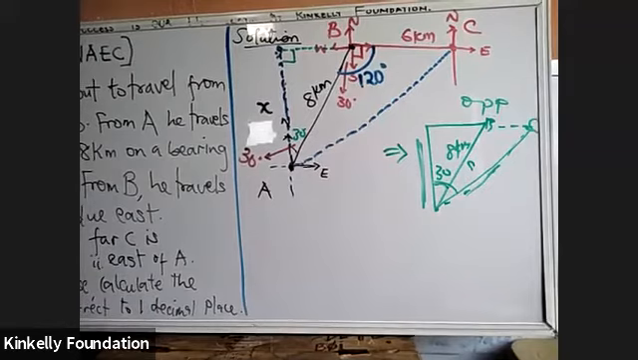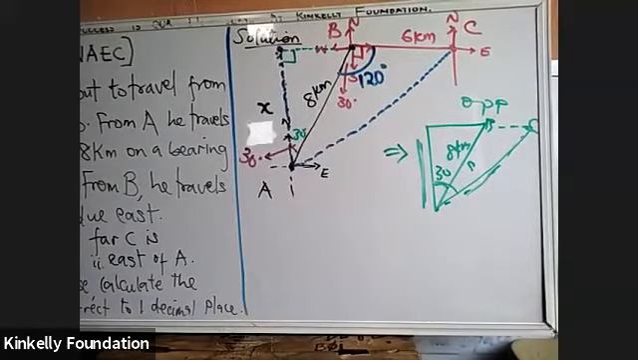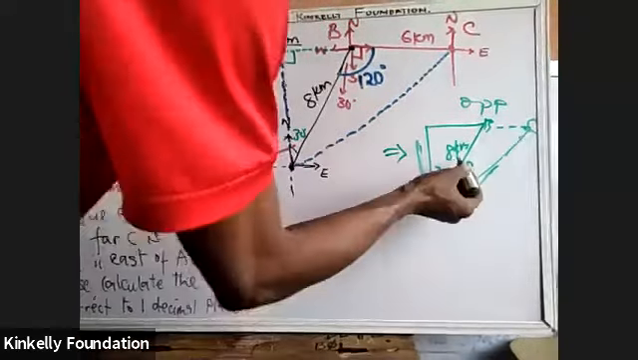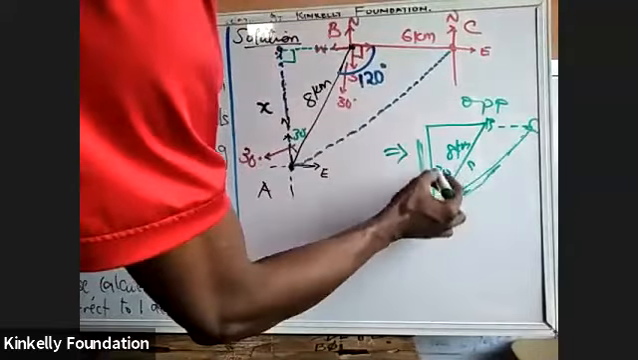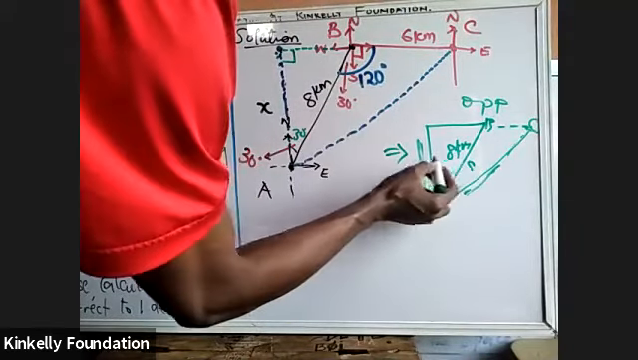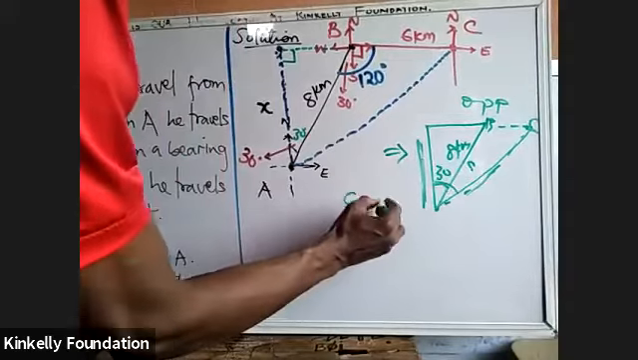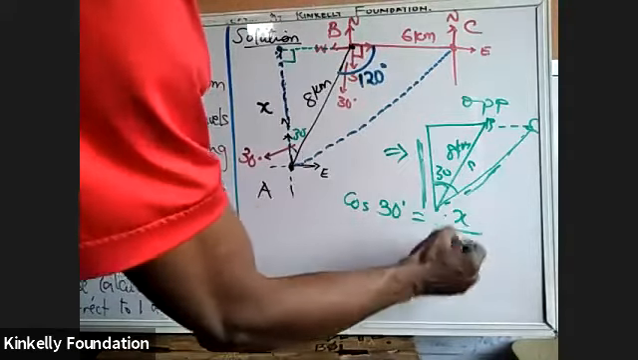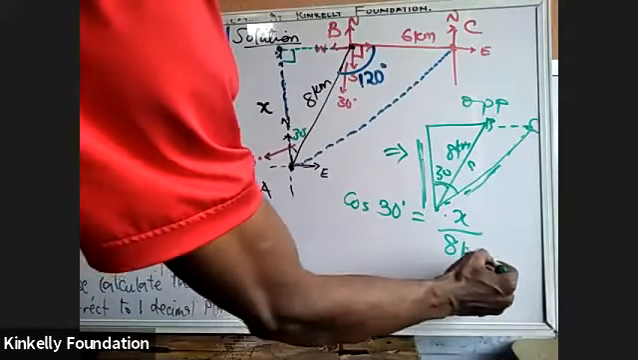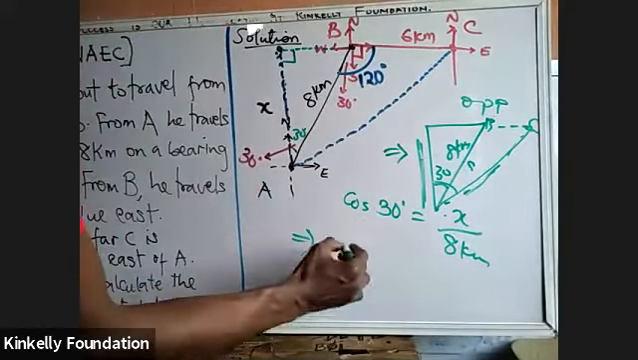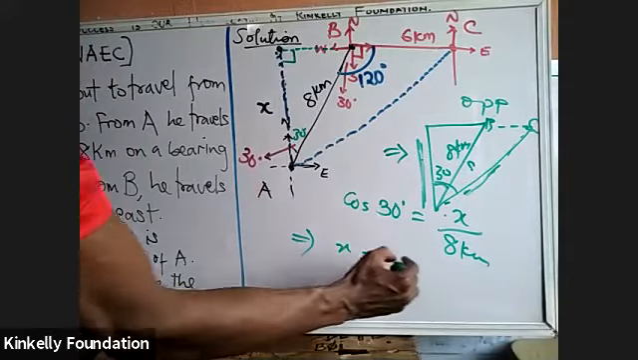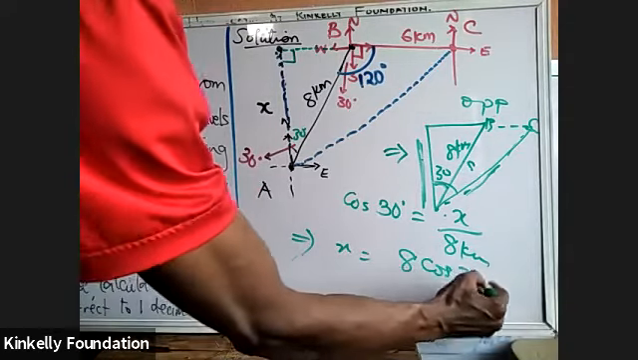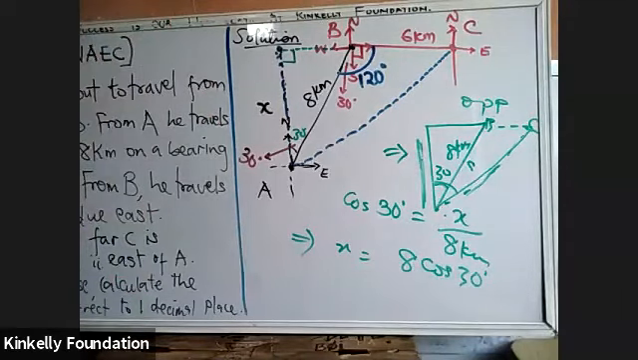Do you get what we say we should do? You understand? Yes, sir. So use this now and find this. What you now have is, this is hypotenuse, this is adjacent. Cos 30 degrees equals x all over what? 8 kilometers. So X will now be 8 cos 30 degrees, which is what? 4 root 3.